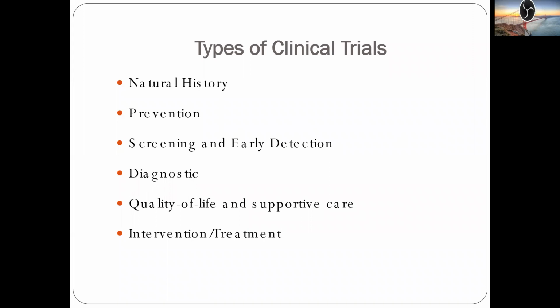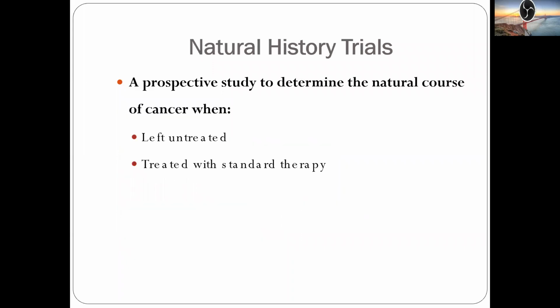There are different types of clinical trials: natural history, prevention trials, screening trials, diagnostic trials, quality of life trials, and finally interventional trials. Natural history means what will happen if the disease is left untreated, or if it is treated with a standard therapy. These are also one type of trial.